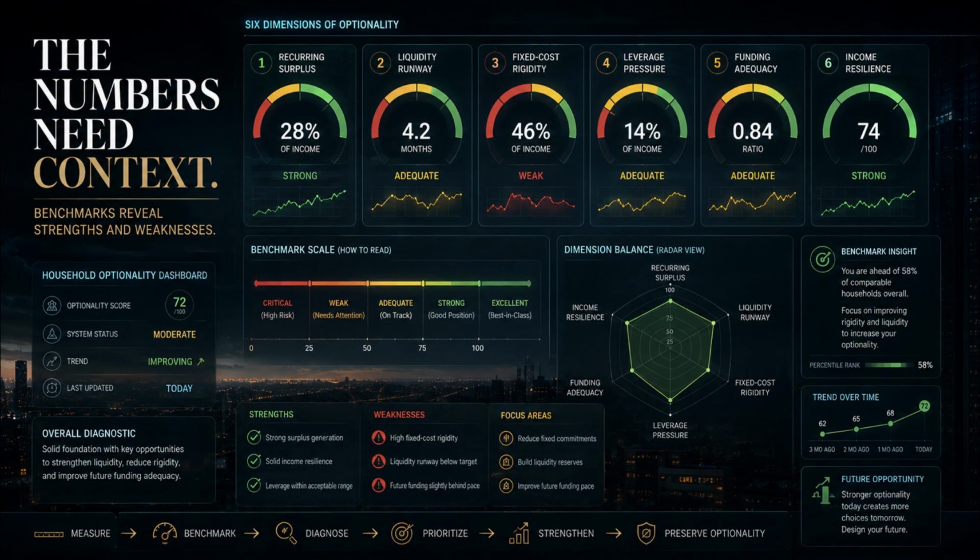For the funding ratio, or the funding adequacy ratio, above 1.2 would be rated excellent, 1 to 1.2 strong, 0.8 to 1 adequate, 0.6 to 0.8 weak, and below 0.6 critical. For funding adequacy, higher is better. Lastly, for income resilience, we could have a score of 90 to 100, which is excellent, 75 to 90 strong, 60 to 75 adequate, 40 to 60 weak, below 40 critical. Again, in this case, higher is better.